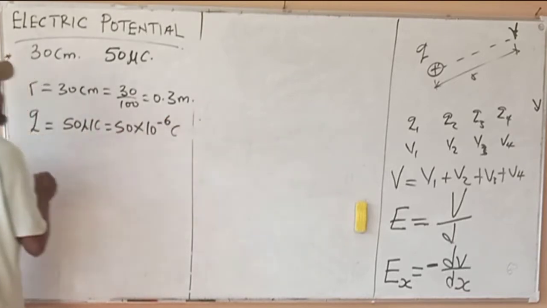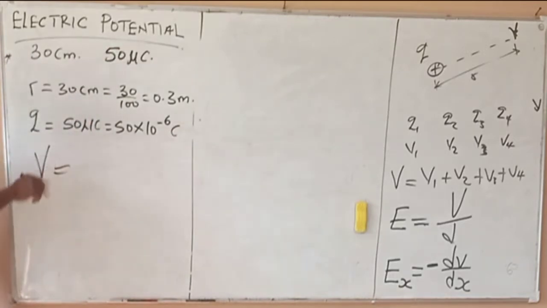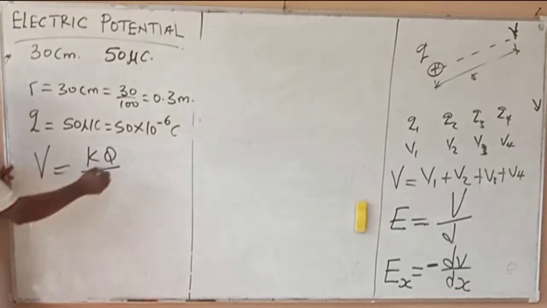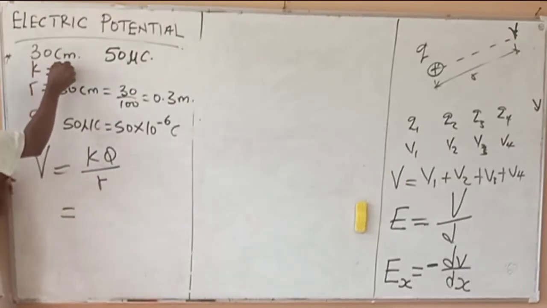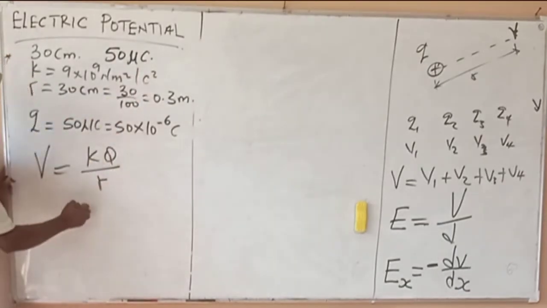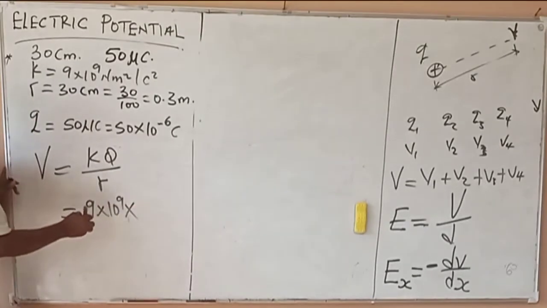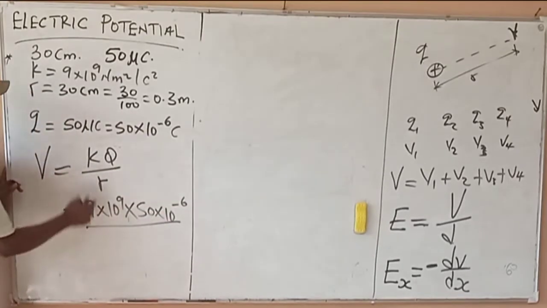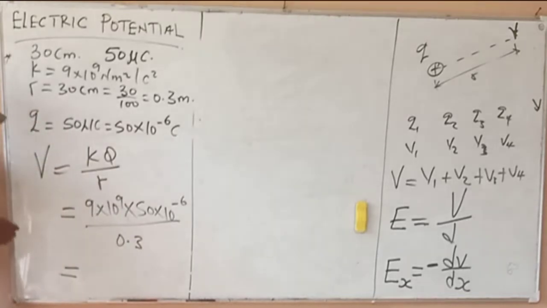Minus 6 coulomb. Then the electric potential due to just one charge, because we have a point charge here, is what? kq over R. Then we are going to have k times what? Remember, k is 9 times 10 power 9 newton meter squared per coulomb squared. So it's going to give us 9 times 10 power 9 times our charge, 50 times 10 power minus 6, over R. The R is what? 0.3. So if you do this very well, you are going to have the answer.